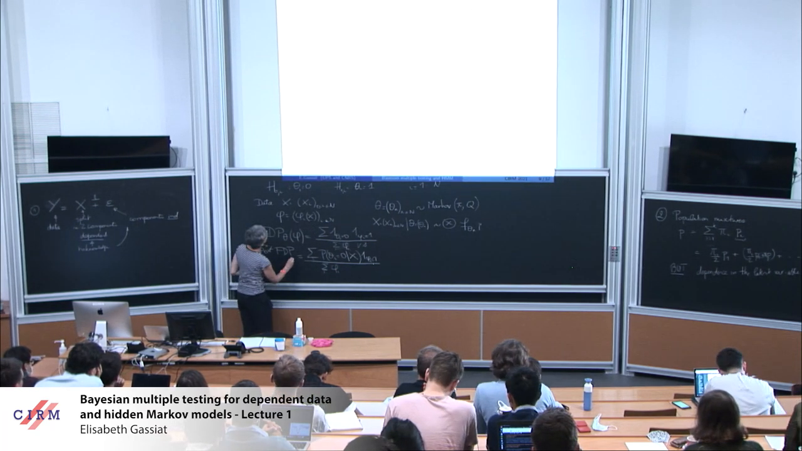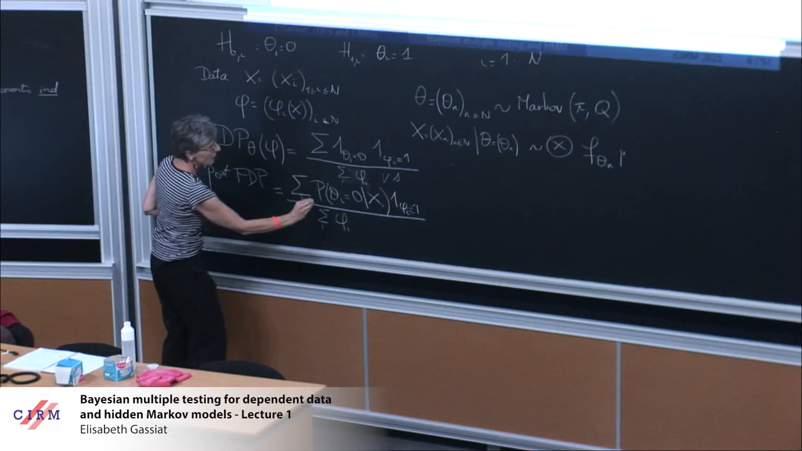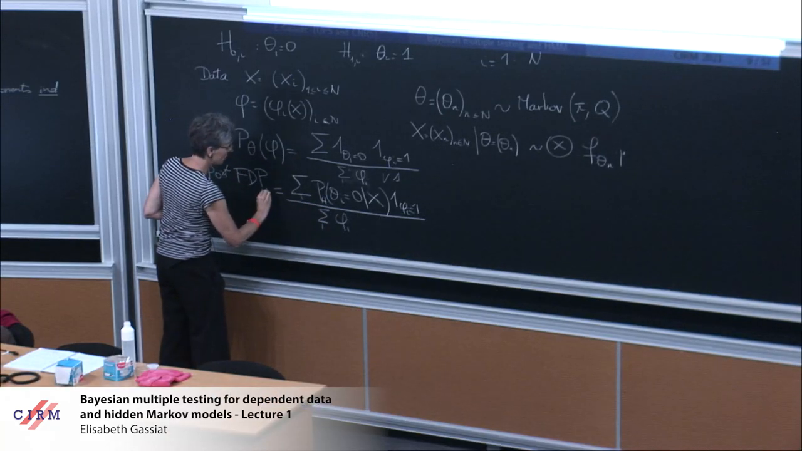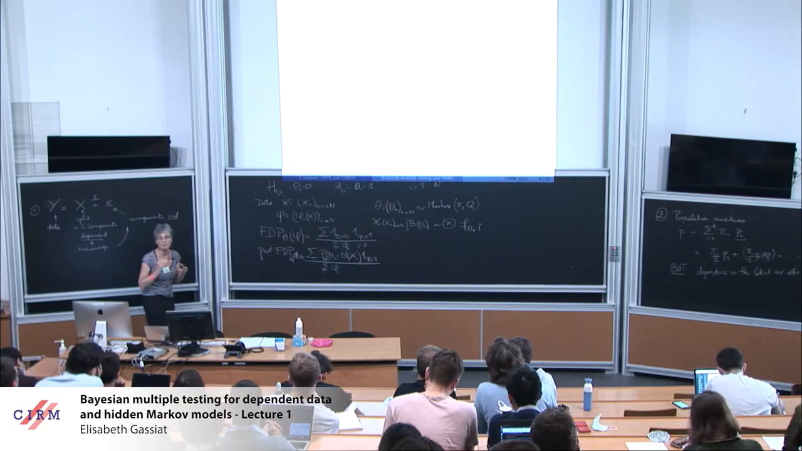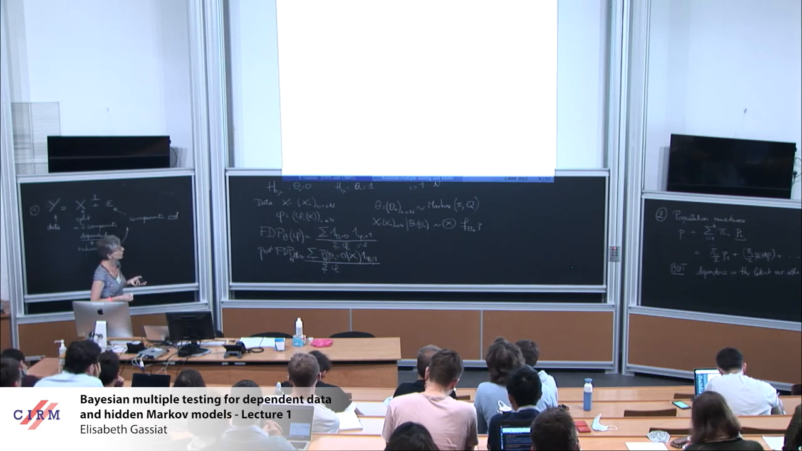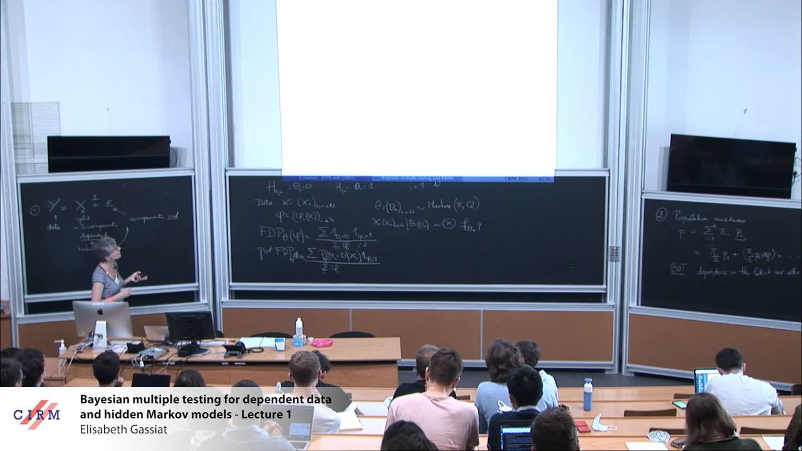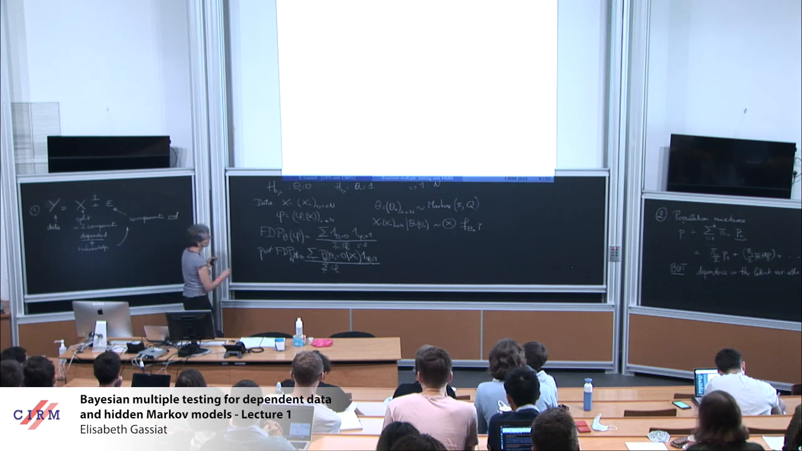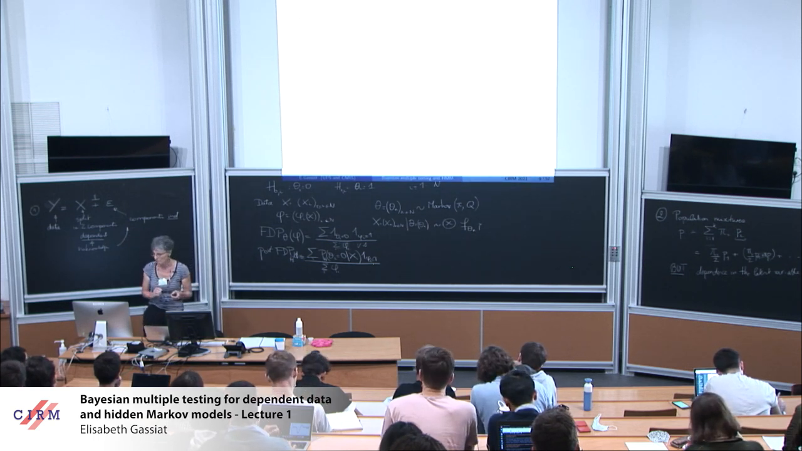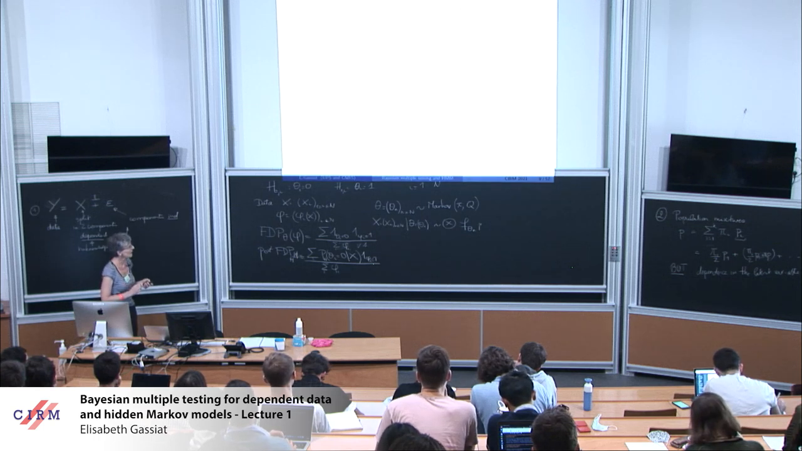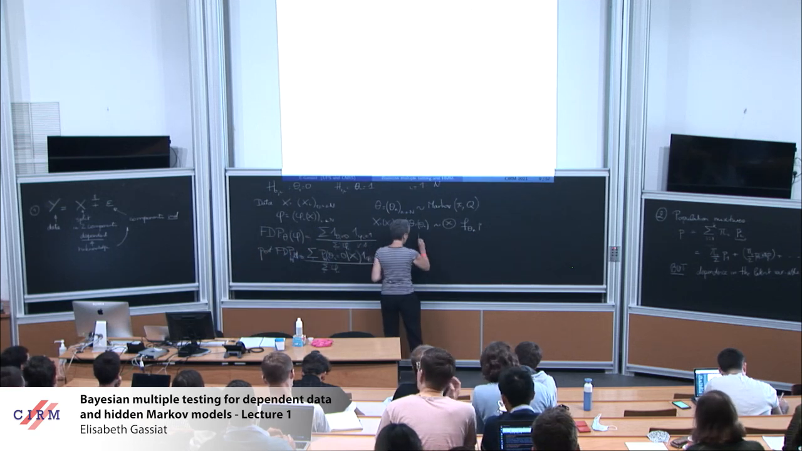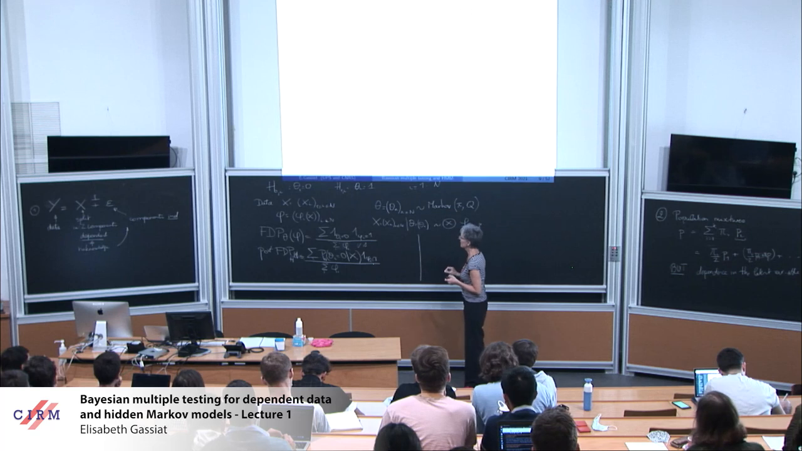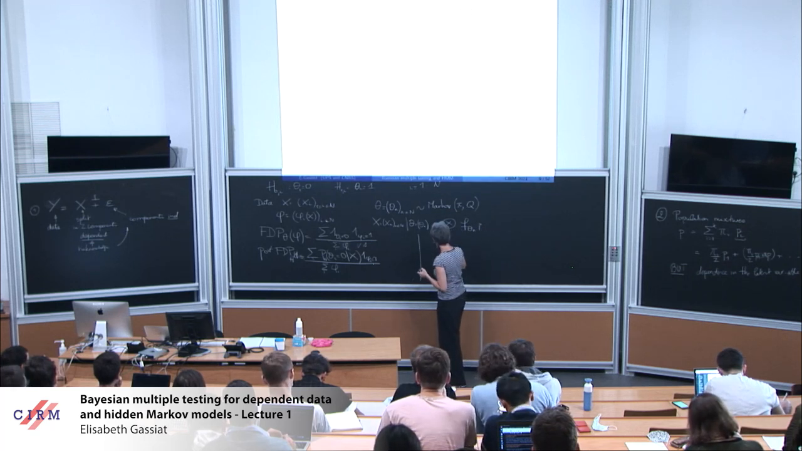It depends on the parameter h, so I should put h here, under which you compute your conditional expectation. And then taking the same expectation, you again come up with the Bayesian FDR. So this is the thing that I will study during this first part. And then I want to control the FDR, and I want to optimize the true discovery proportion.